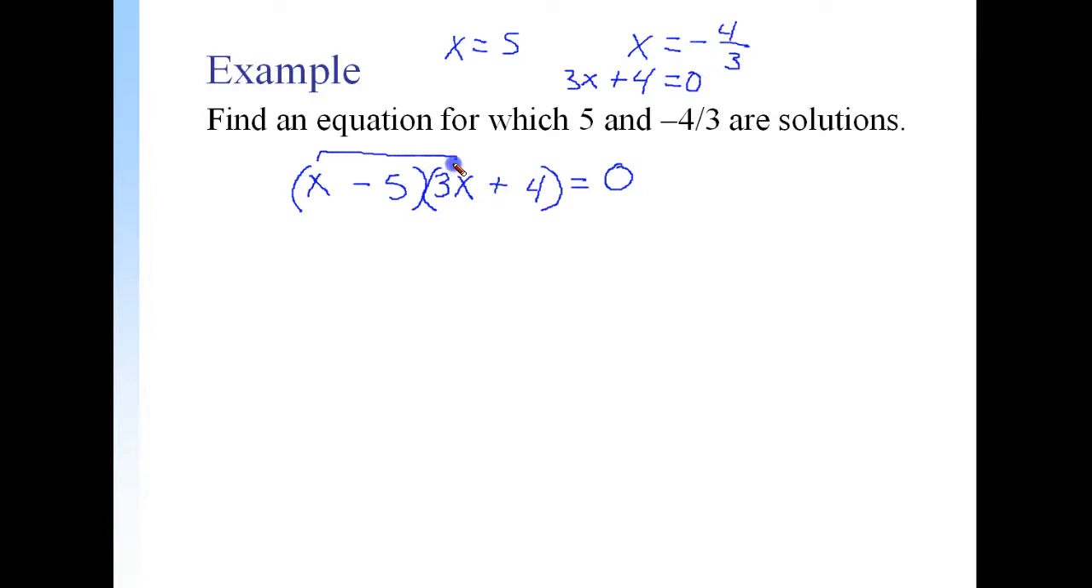And then we FOIL this, and that gives us 3x squared. Our outers are 4x, inners a negative 15, so it looks like our inners are a negative 11x, and our last term is a negative 20. And it's working backwards, which I think is a good thing.